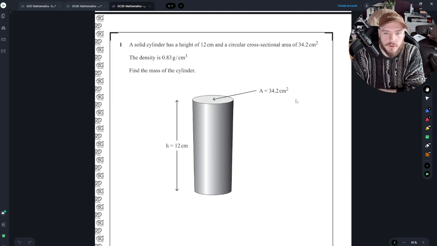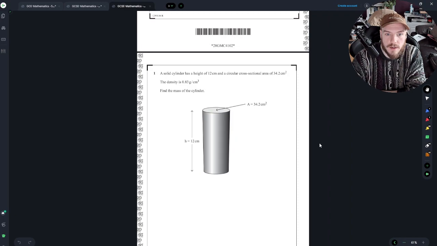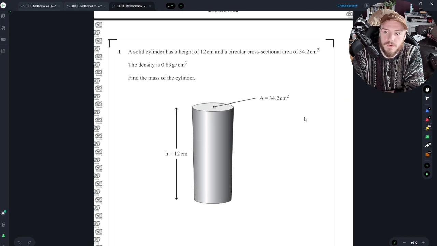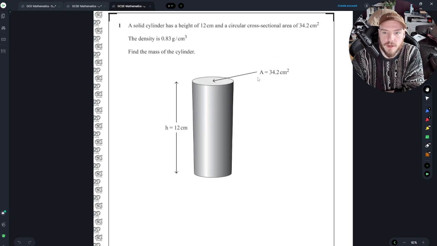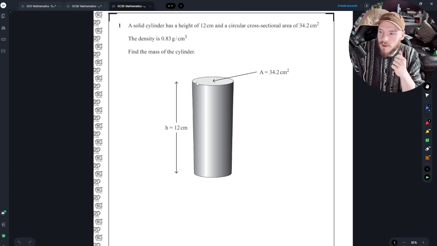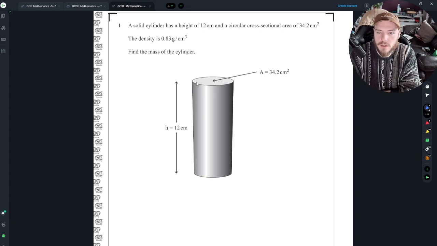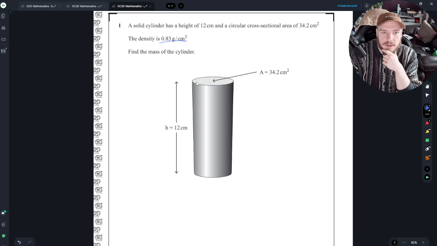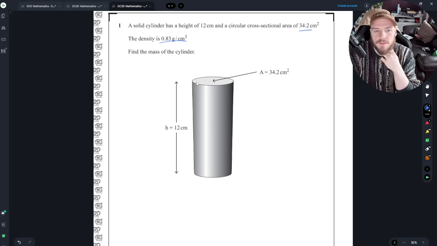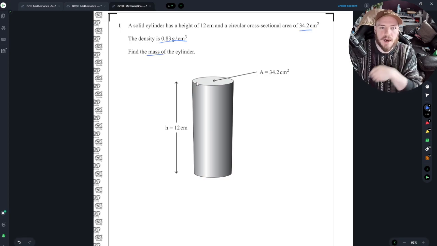A solid cylinder has a height of 12 centimeters and a cross-sectional area of 34.2 centimeters. This is the cross-sectional area here, so it's just the area of the circle. The density is 0.83 grams per centimeters cubed, and we want to find the mass of the cylinder.